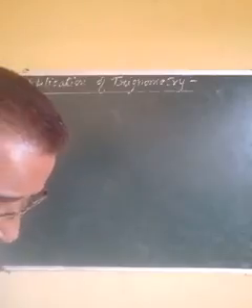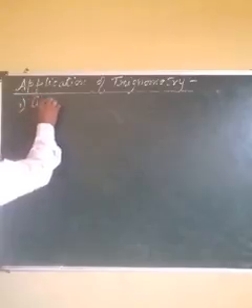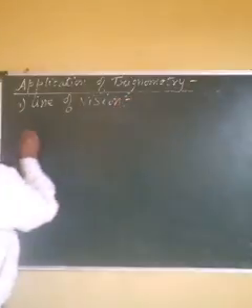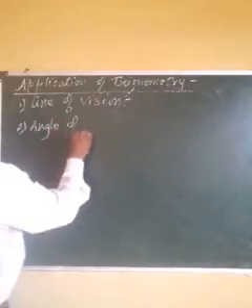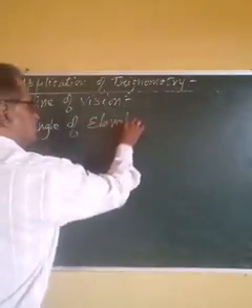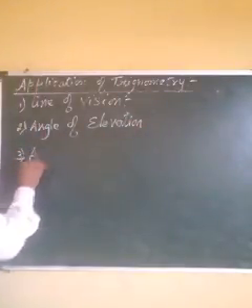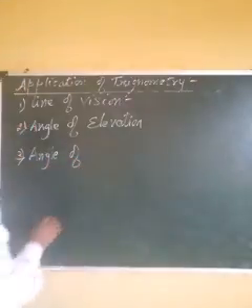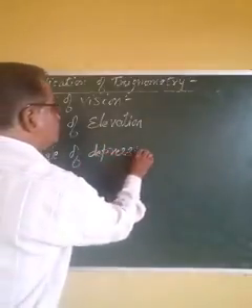So for this we need 3 points to be understood, and those 3 points are: the first one, line of vision, and the second one is angle of elevation, and the third one is angle of depression. These 3 things we need to know in order to find the heights or the distances.